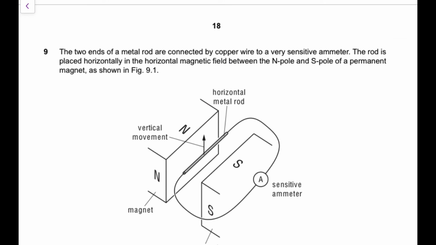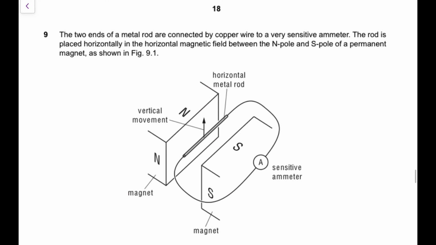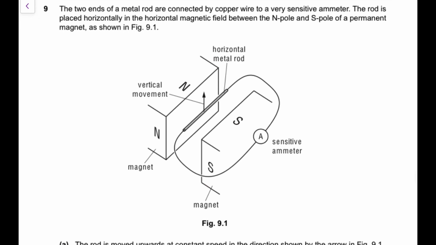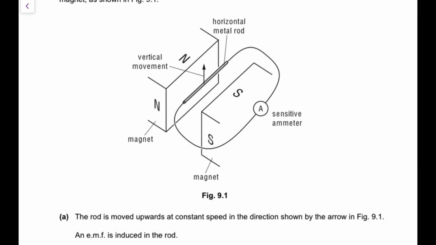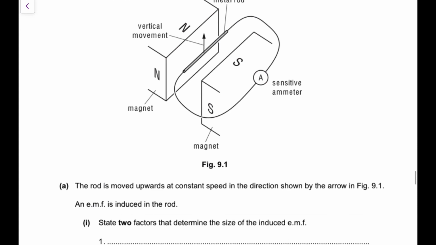Question 9. The two ends of a metal rod are connected by copper wire to a very sensitive ammeter. The rod is placed in the horizontal magnetic field between the north pole and the south pole of a permanent magnet as shown in figure 9.1. Alright, so you've got a conductor placed in a magnetic field and it is going to be moved. The rod is moved at a constant speed in the direction shown by the arrow in figure 9.1.